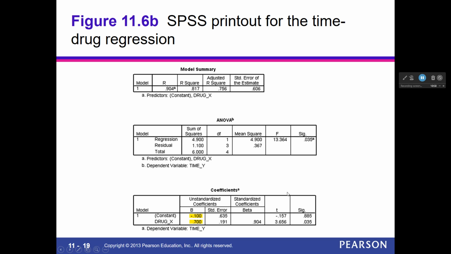Here's an SPSS printout, and you can see how it looks a little bit different. They call it unstandardized coefficients. There's the B for the constant. The constant is your y-intercept on this printout. And then drug X, the variable name for the X variable, is 0.7. And then they have the dependent variable called time Y.